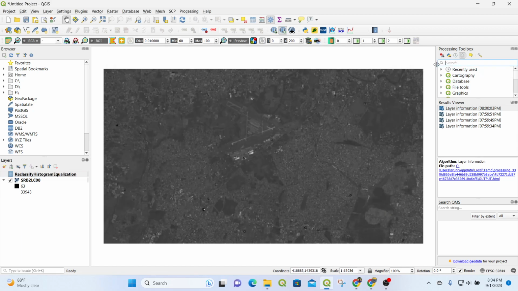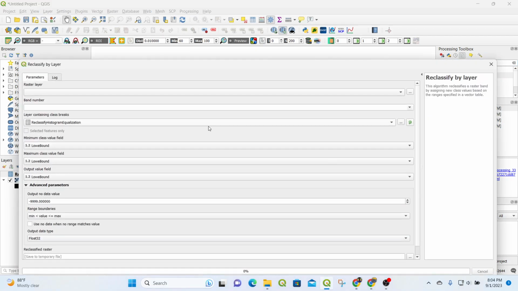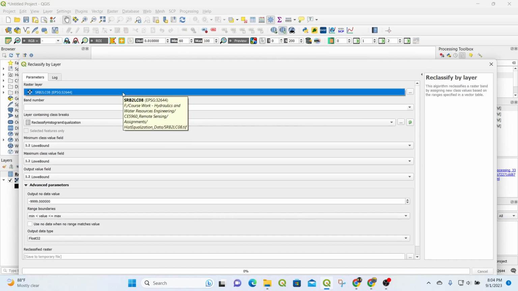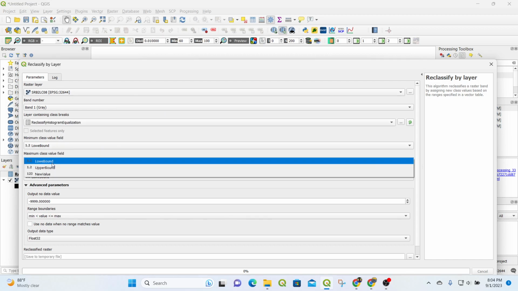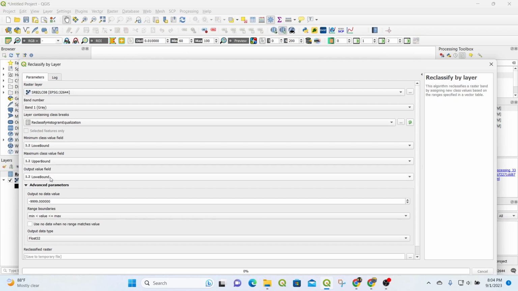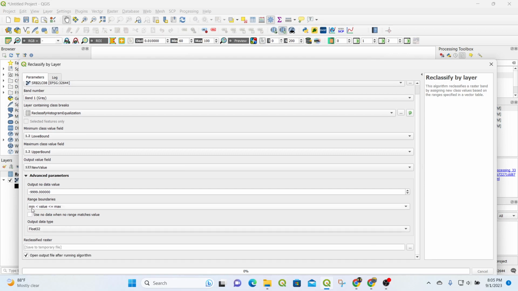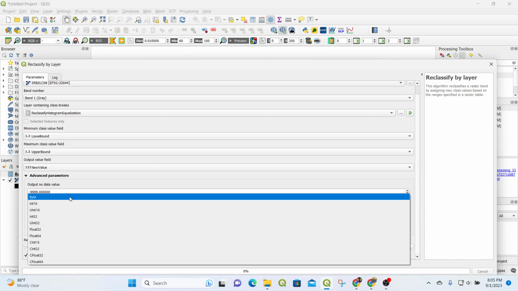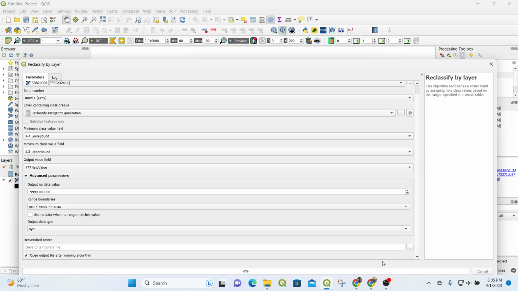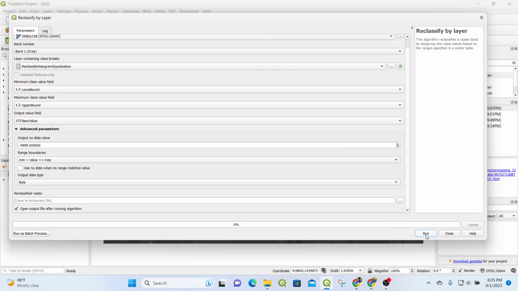Now here we need to type reclassify by layer, and then you need to select the raster layer and the table containing the class break. This is the table which we imported. Minimum value is the lower bound, maximum value is the upper bound, output value is the new value, and range boundary is minimum less than value less than or equal to maximum. The output data type we need to change into 8 bit, that is 1 byte, and then you need to click on run.